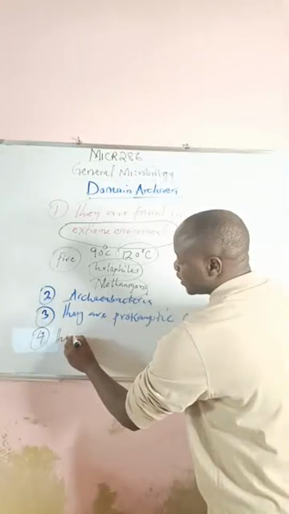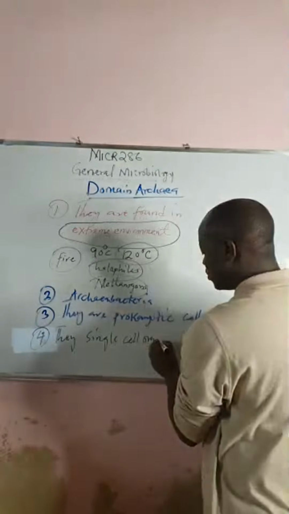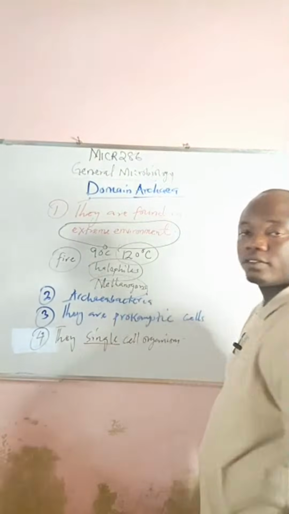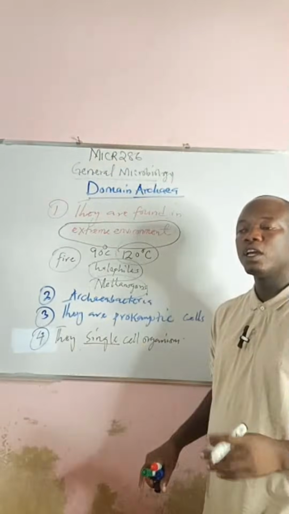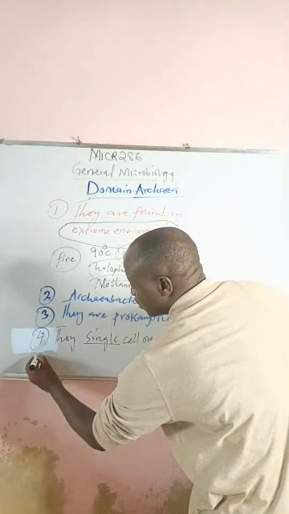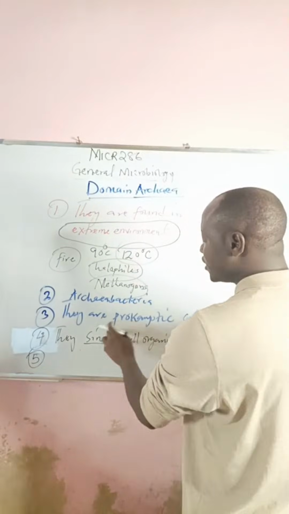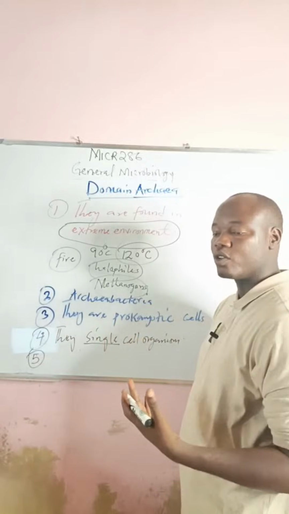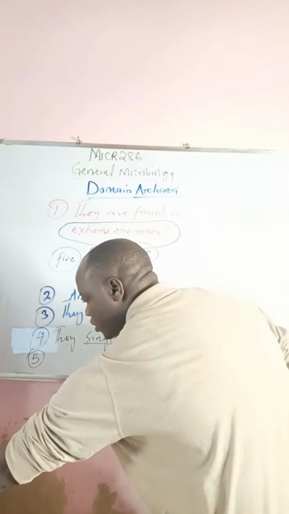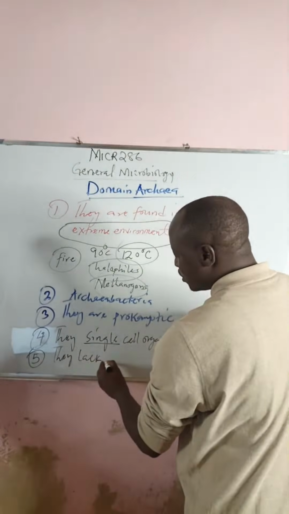That is number four. They are single cell organisms. What is single cell? It means that they are unicellular. They have only one cell. That is the meaning. And then number five, since they are prokaryotic cells, of course you know they don't have a nucleus and membrane-bound organelles. They lack peptidoglycan.